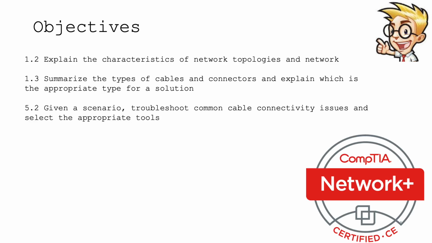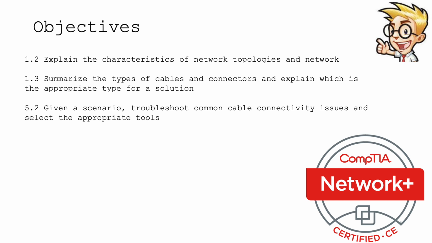Okay, so let's talk about the objectives in this video. We're going to look at 1.2, explain the characteristics of network topologies and networks. 1.3, summarize the types of cables and connectors and explain which is the appropriate type for a solution. 5.2, given a scenario, troubleshoot common cable connectivity issues and select the appropriate tools.